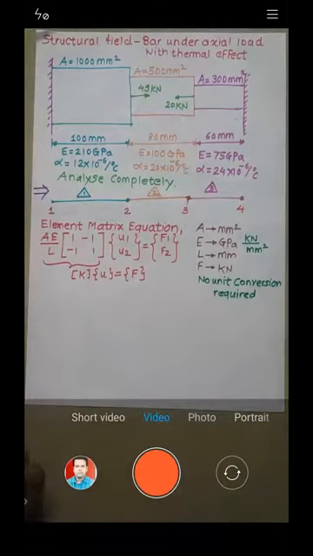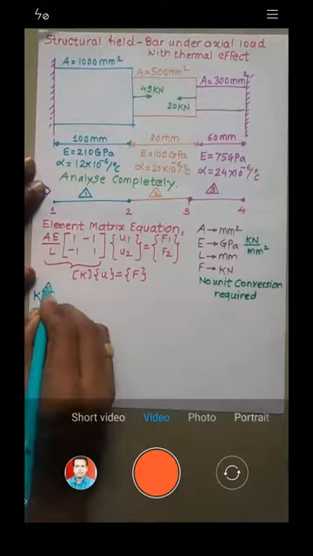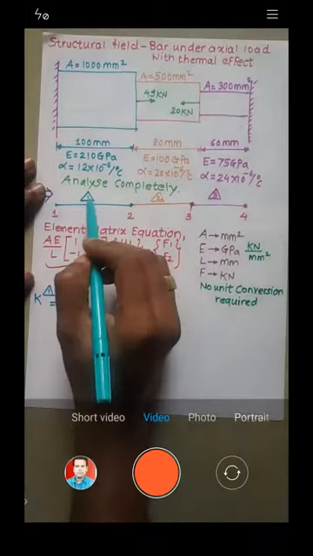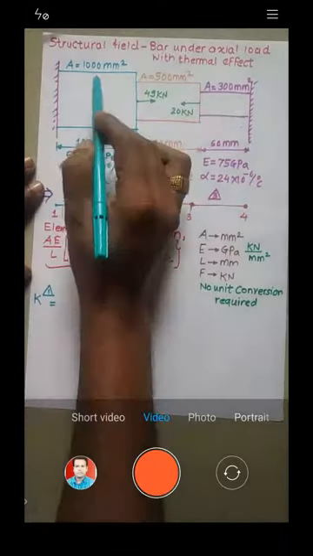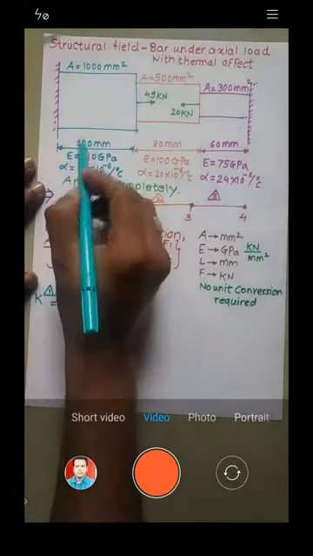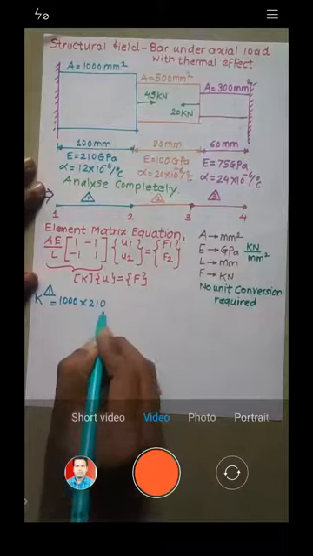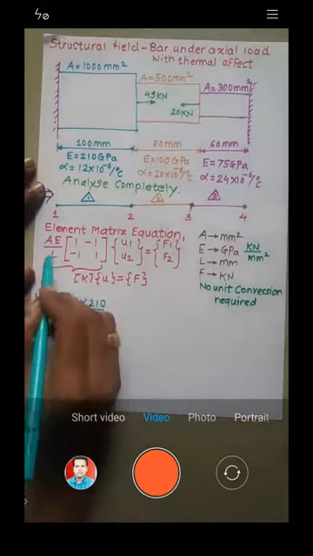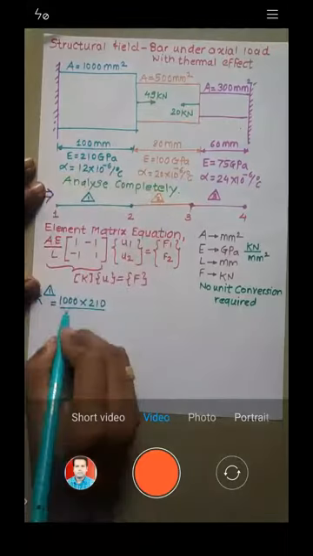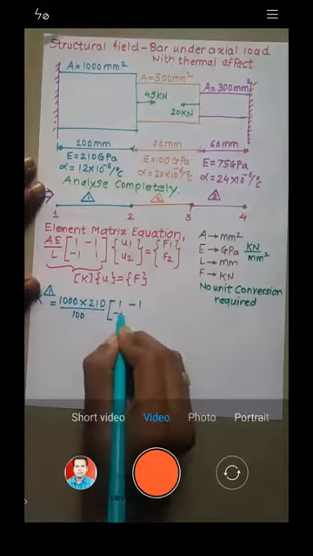So now let's start with the element matrix equation for element number 1. I will write down here the stiffness matrix for element number 1. For element number 1, area is 1000 into E, E is 210, AE by L, length of element number 1 is 100, and this is to be multiplied by the matrix 1 minus 1, minus 1 1.